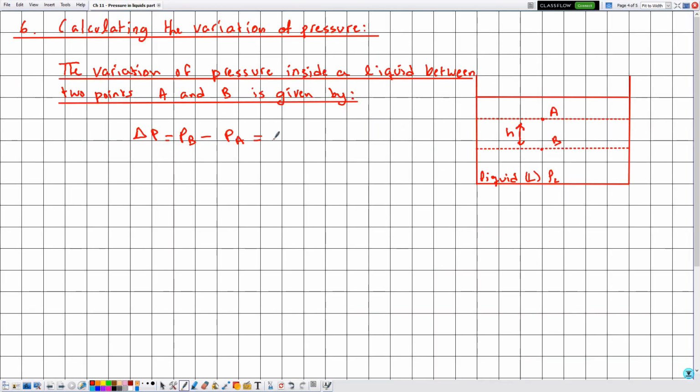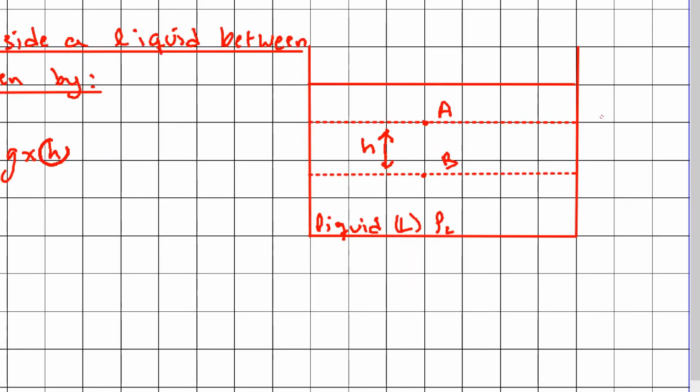So which is given by the density of this liquid times G times H. And here let me make it clear that H represents the difference between the two levels. Previously, whenever we calculated the pressure at a given point, H represented the height or the depth from the free surface. But here in this case, H represents the difference between the two levels.